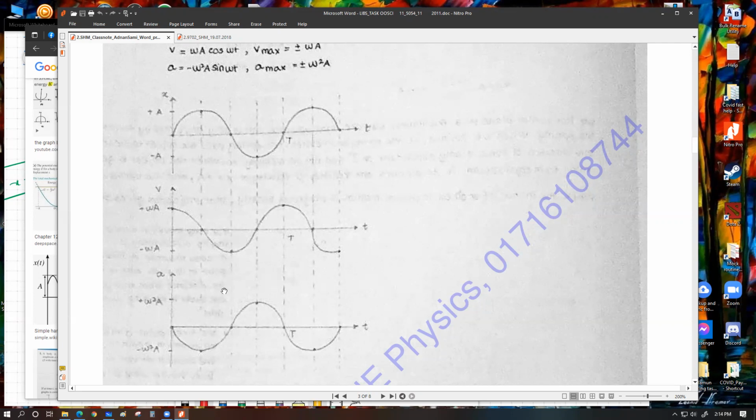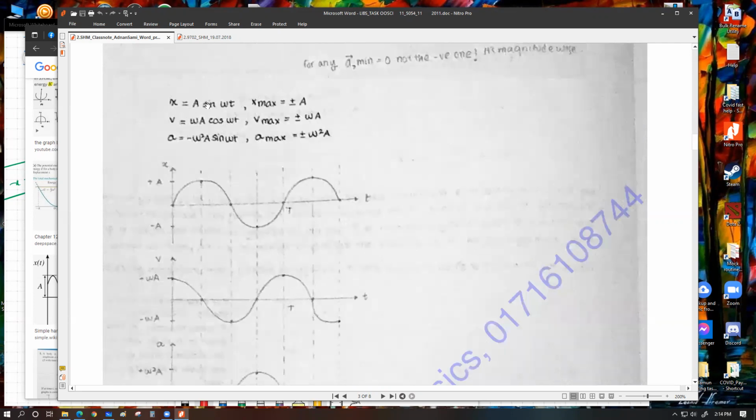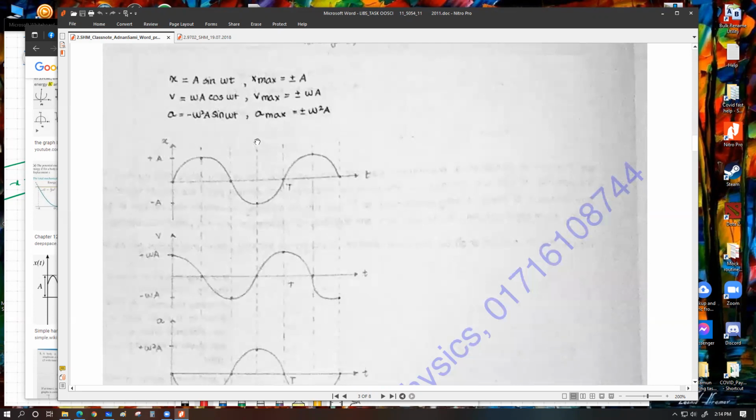This is the set of graphs that we have for x equals a sine omega t. But if we have x equals a cos omega t, simply this whole graph is going to have a 90-degree shift to the left.